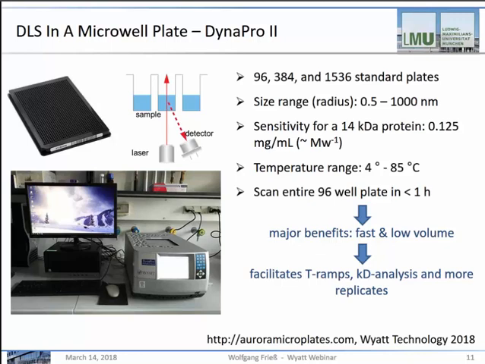We can use it for temperature-ramped studies, as I will explain later. We can also use it at a dedicated temperature without using a ramp. And we can rather quickly scan an entire well plate. So the major benefits are that we're really fast and we only require small volumes. We can measure down to volumes as low as 5 microliters, and this facilitates the temperature ramps. It facilitates KD analysis, and we can do more replicates.